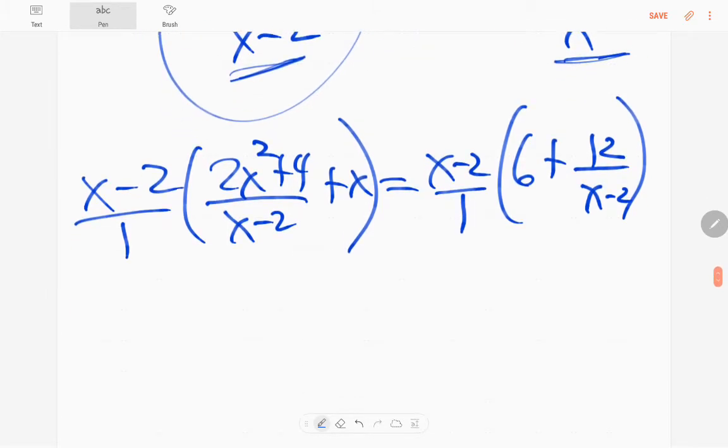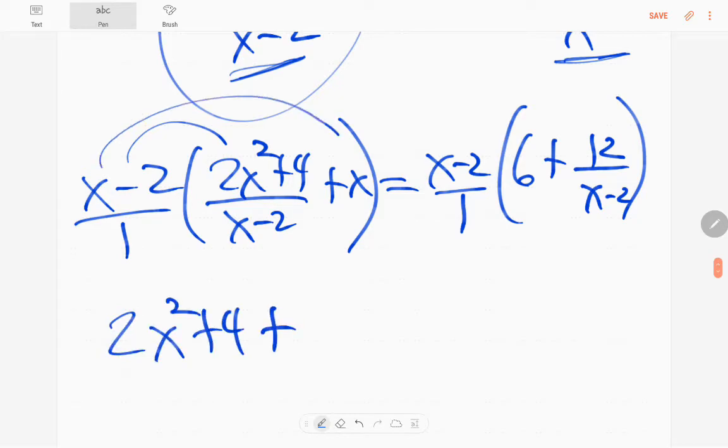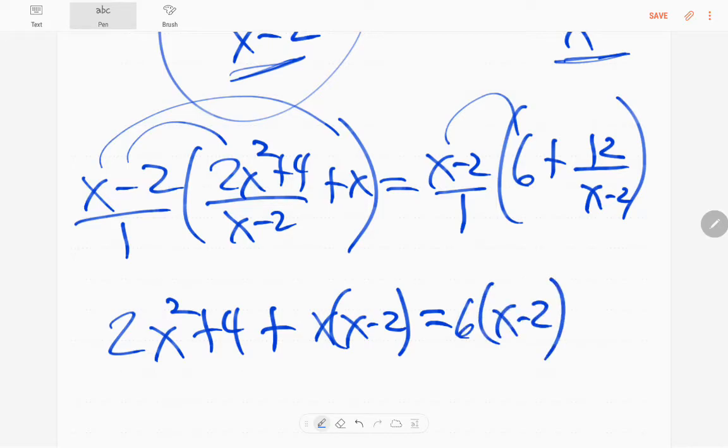All right. Now notice in the first term here, the x minus 2 will cancel. So I just get 2x squared plus 4. But it won't cancel in the second one. I'm going to get x times x minus 2. And on the right-hand side, when I multiply those two together, I get 6 times x minus 2. But when I multiply those two together, the x minus 2 cancels because one is on the top and one is on the bottom. I just get a 12.